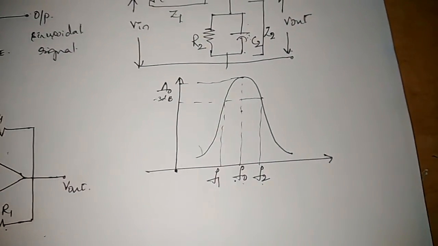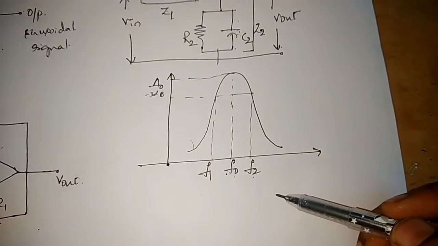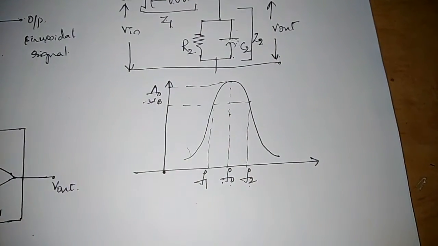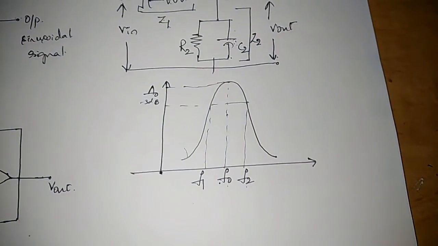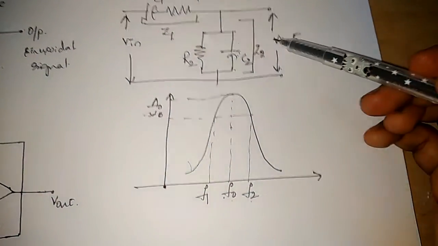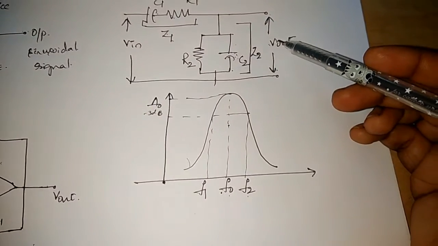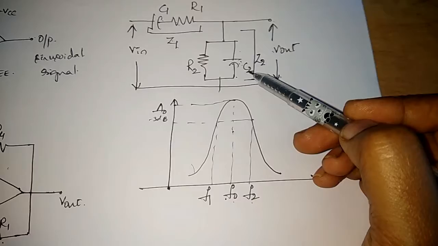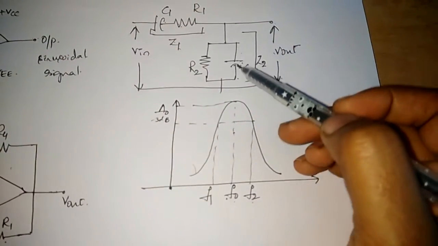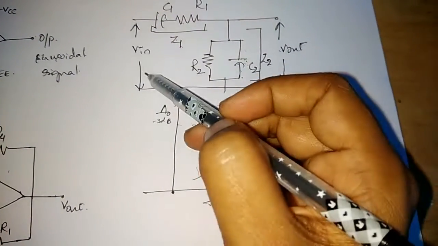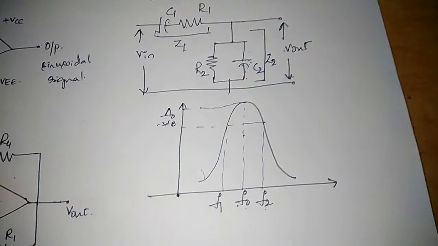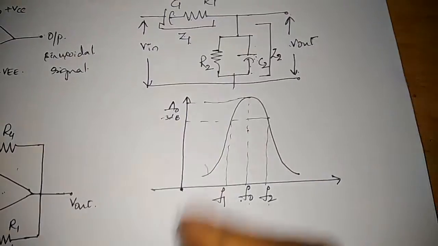So the response of this feedback network circuit is nothing but your notch filter. I have shown the frequency response of the notch filter here. Both these RC networks together will act as a notch filter. From this circuit diagram, I can write V out is equal to Z2 divided by Z1 plus Z2 into V in. This is nothing but your voltage divider. You are applying the voltage divider here.